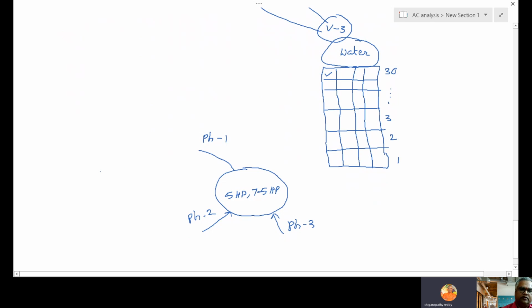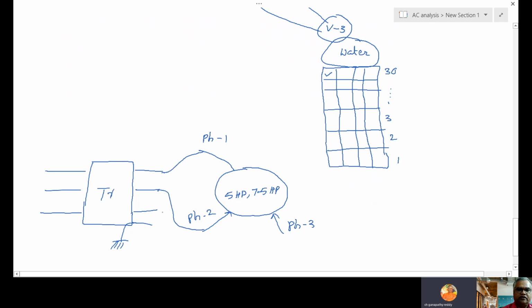Because of this problem, builders compulsorily go for another individual transformer. Again phase 1, phase 2, phase 3, and neutral connected to ground. Phase 1 is given here, phase 2 here, phase 3 here. So the motor will run and the water will come. Now the water problem is solved with this.